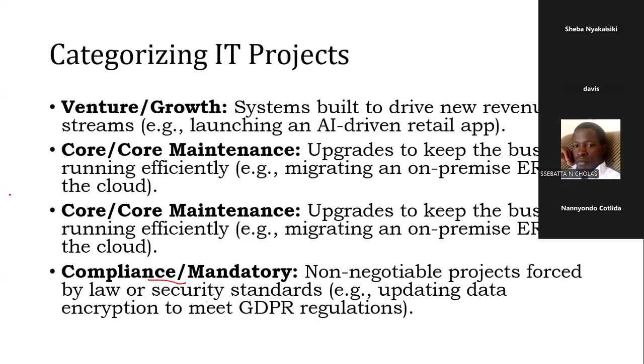Then you have compliance, mandatory. There are certain things that come. For example, there's the new URS system. I don't know what it is called for businesses, where people, I think, put their tax returns and so forth. That's a non-negotiable project. There may be new security standards that are being implemented. Okay, so any of these.